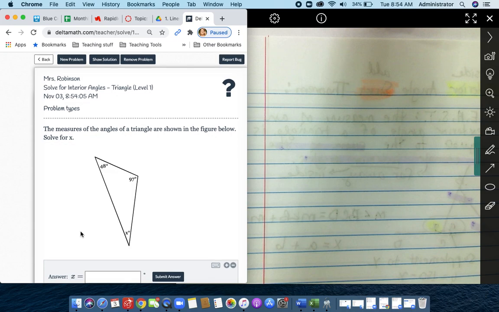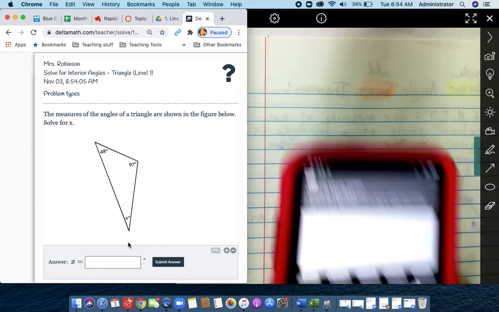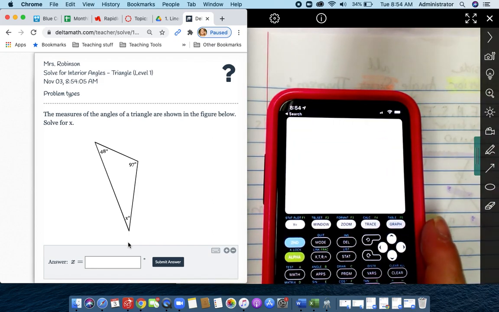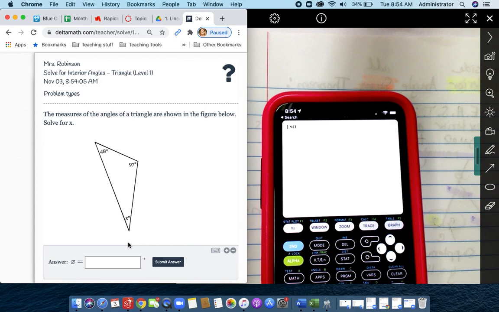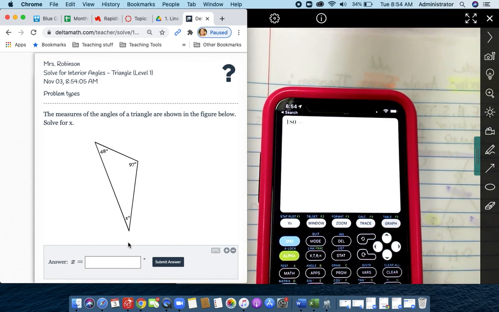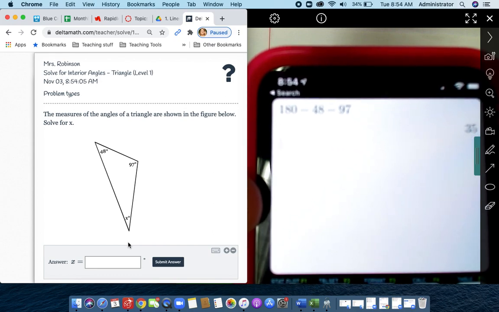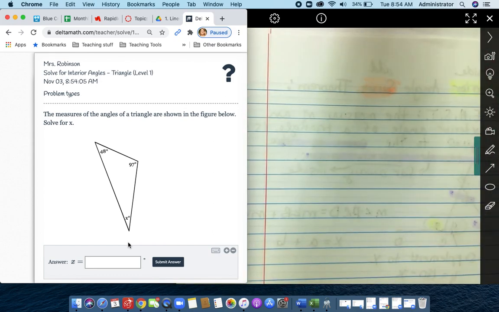It says the measures of the angles of a triangle are shown in the figure below. Solve for x. Well, what do we know, guys? We know, because of the triangle sum theorem, that all angles in a triangle add up to 180. So no work required for this type of problem. I'm just going to take 180. Make sure you can see my calculator. And subtract out. So 180 subtract 48, subtract 97. If you want to add 48 and 97 and then subtract them, that's fine too. It's the same thing. I just like to do it in one step. So we get 35 degrees. So we just come over here and do 35. How easy is that?